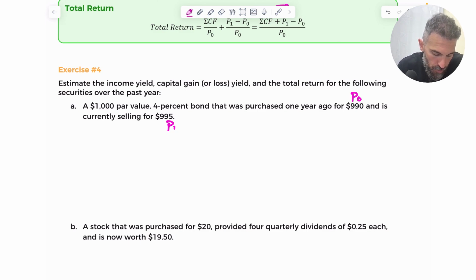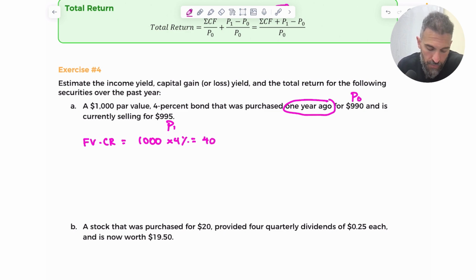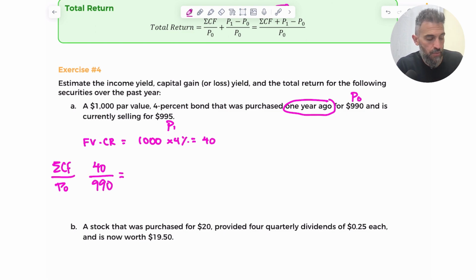Well, the payment on this bond would be the face value times the coupon rate. So we bought a bond for $1,000. It's got a 4% coupon rate, which means this bond pays $40 coupons. You bought it 1 year ago, so you would have only collected one coupon. So then if you wanted to calculate your income yield, it would be $40, that's the cash flow, divided by the original price of $990. So that's the first part of this question.